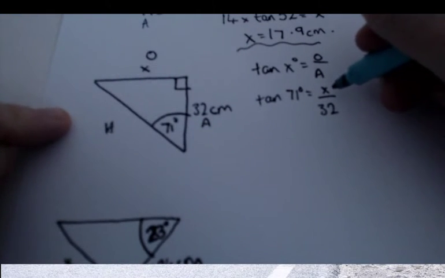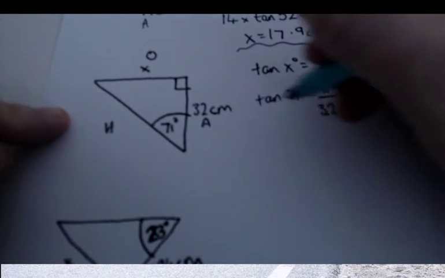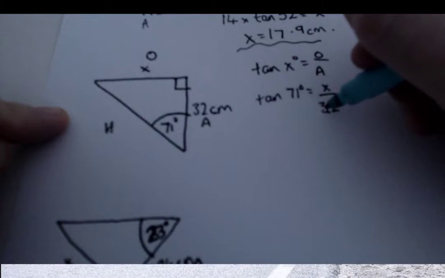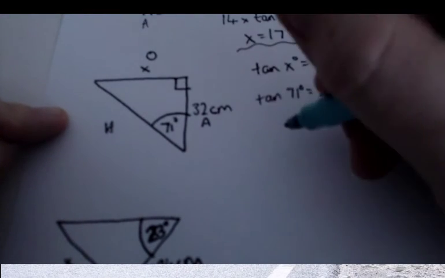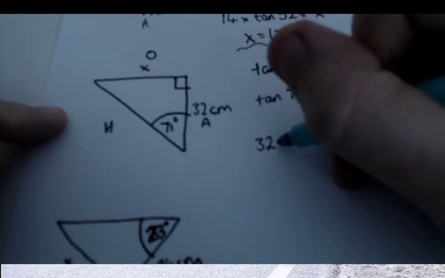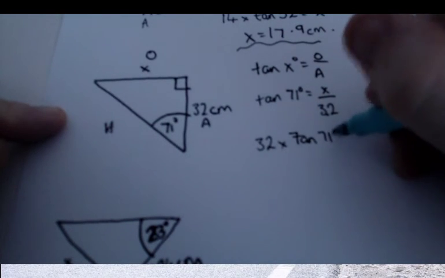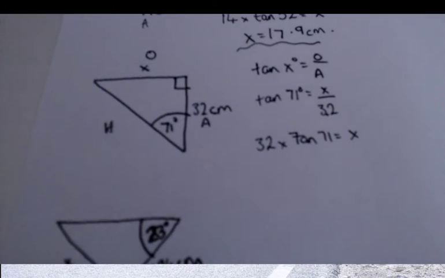I want to get the letter x by itself, so I'm going to take the 32 and move it up to the other side, and it does the opposite of what it did before, so it's going to multiply when it gets up there. So I'll get 32 times tan 71 equals x. Go to your calculator.